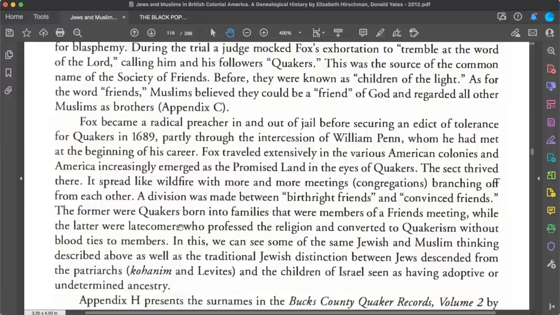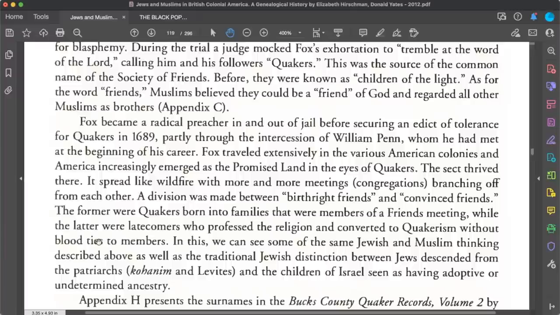A division was made between birthright friends and convinced friends. The former were Quakers born into families that were members of a friend's meeting, while the latter were latecomers who professed the religion and converted to Quakerism without blood ties to members. In this, we can see some of the same Jewish and Muslim thinking described above, as well as the traditional Jewish distinction between Jews descended from the patriarchs, the Kohanim and Levites, and the children of Israel, seen as having adoptive or undetermined ancestry. All right, that's very interesting.